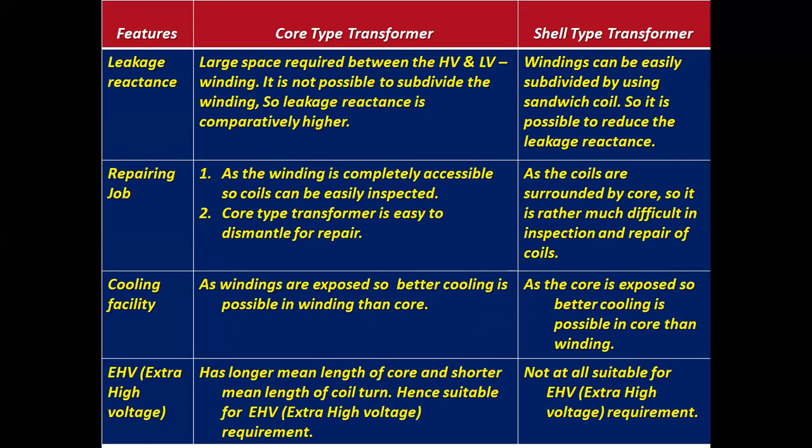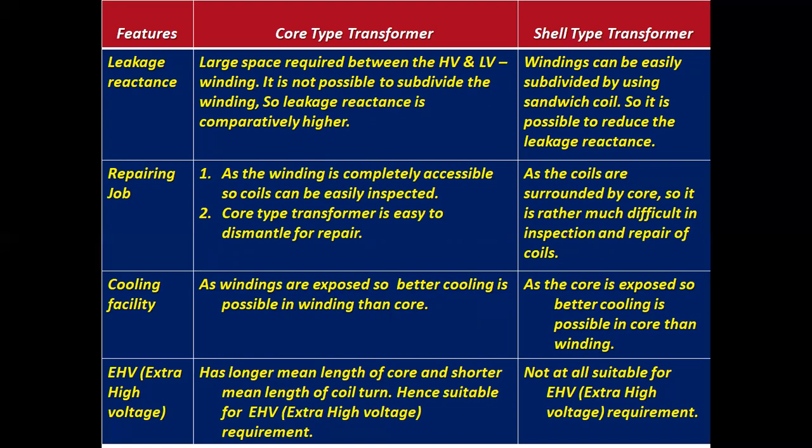Leakage reactance. In case of core type transformer, large space is required between the HV and LV winding. It is not possible to subdivide the windings, so leakage current and leakage reactance is comparatively higher. Whereas in shell type transformer, windings can be easily subdivided by using sandwich coil. So it is possible to reduce the leakage reactance.